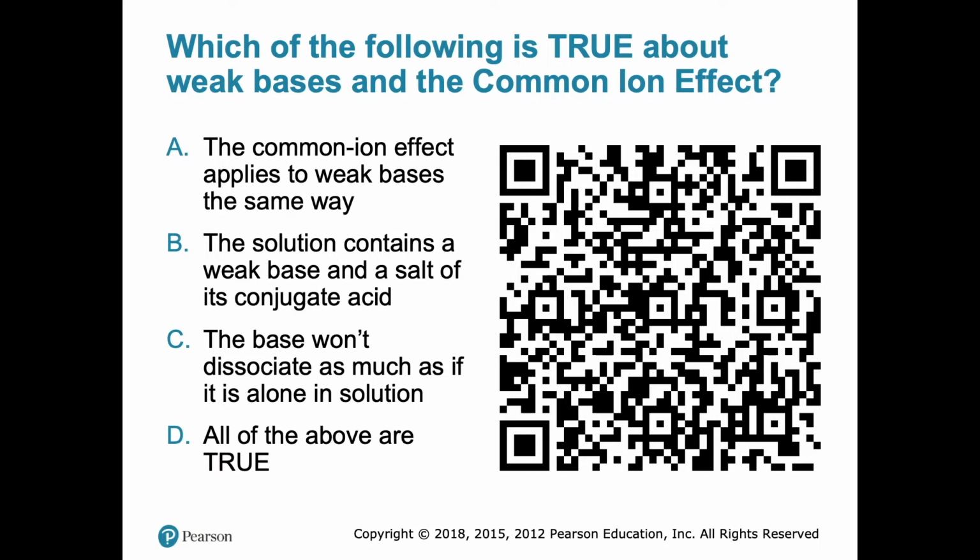The answer is, in fact, D. All those are true, and they do apply to weak bases the exact same way. This time, it's going to be a weak base and the salt of a conjugate acid. This time, because it's not an acid, it's going to be the conjugate acid. And then, remember, in the one about weak acids, it was like will be more, right? But this one is will be less, so that's correct. And so all of these are true.